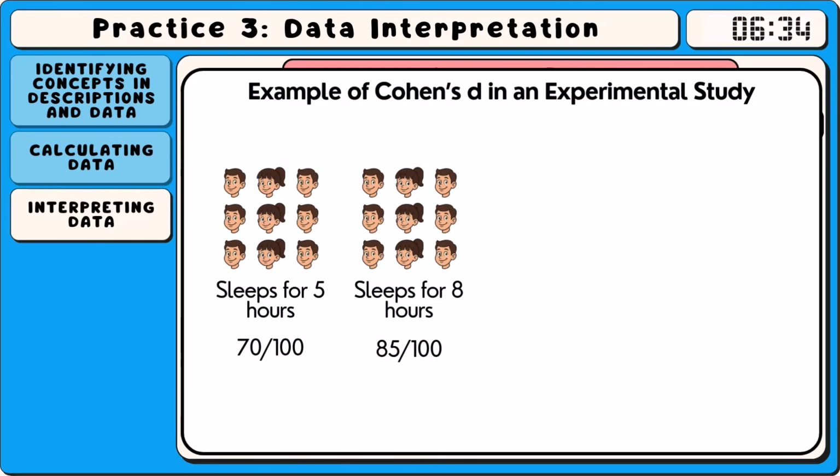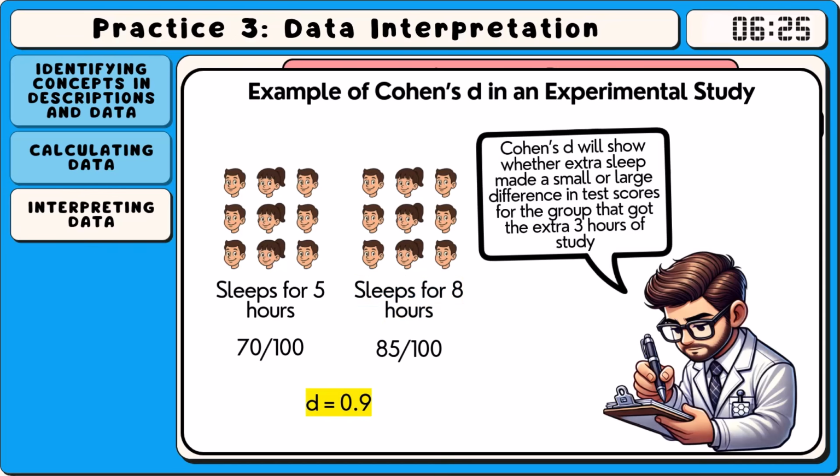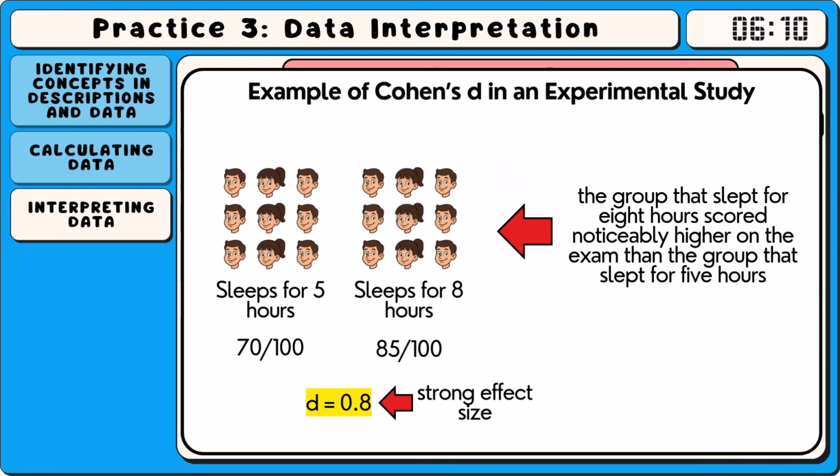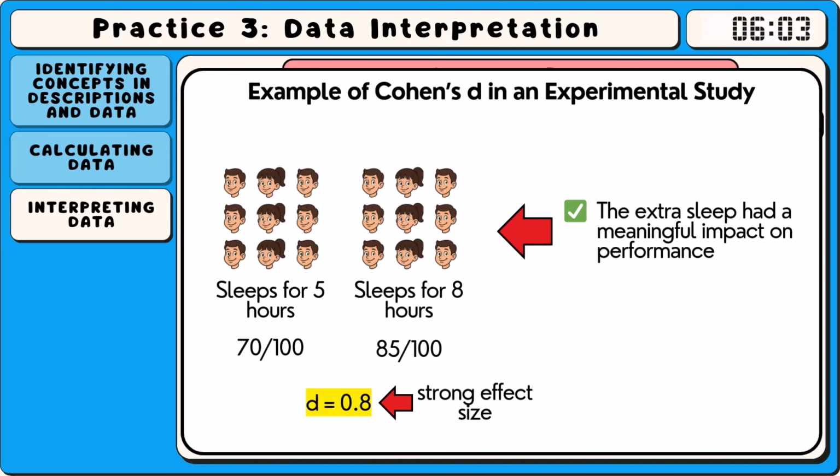Let's look at an example. Imagine a researcher tells one group they can only sleep for 5 hours the night before the exam, and another group can sleep for 8. In this experimental study, Cohen's d shows us whether extra sleep made a small or large difference in test scores for the group that got the extra 3 hours of sleep. In this study, the effect size is 0.9, meaning the difference between the two groups is strong. In other words, the group that slept for 8 hours scored noticeably higher on the exam than the group that slept for 5 hours, showing that the extra sleep had a meaningful impact on performance.